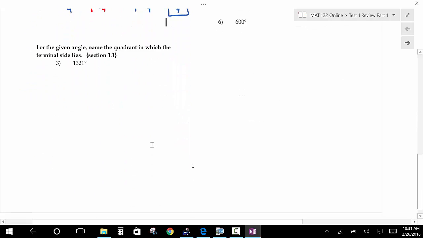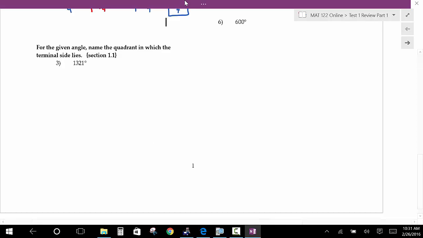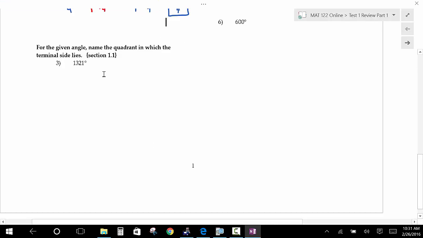Okay? All right. Next problem says, for the given angle, name the quadrant in which the terminal side lies. One thing you can do on this is subtract 360. You can just keep subtracting 360 until you figure out where you are. This is one approach, and we're doing this calculator free now.